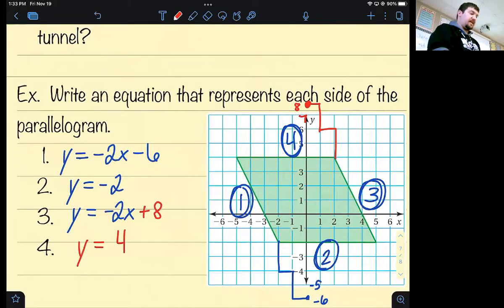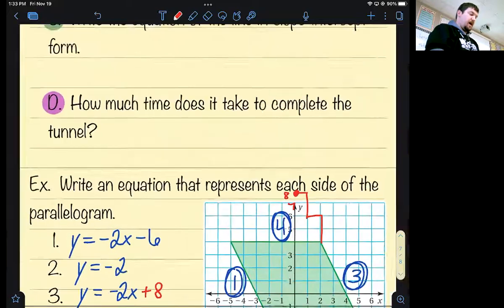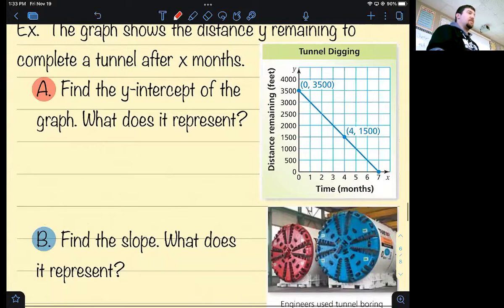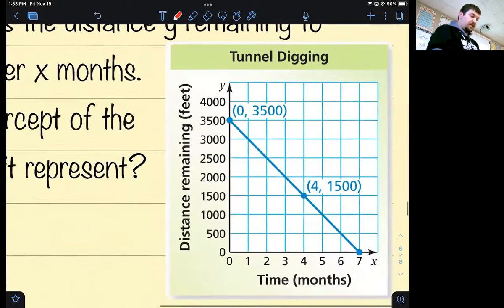Okay. Now we can skip the tunnel digging one, but you guys understand, it is really important that you know what the slope represents. So in this one, if I go down, what is the y-axis measuring? Xander? How many feet are remaining? Feet. Okay, and if I go over, the x-axis is labeled in months. So my slope would be how many feet per month they're digging. Does that make sense?